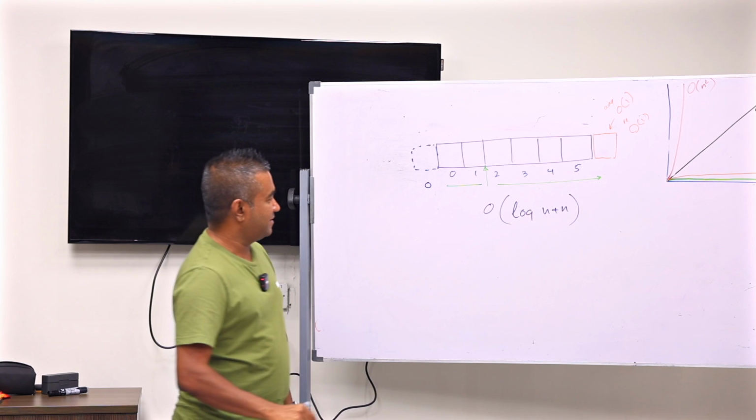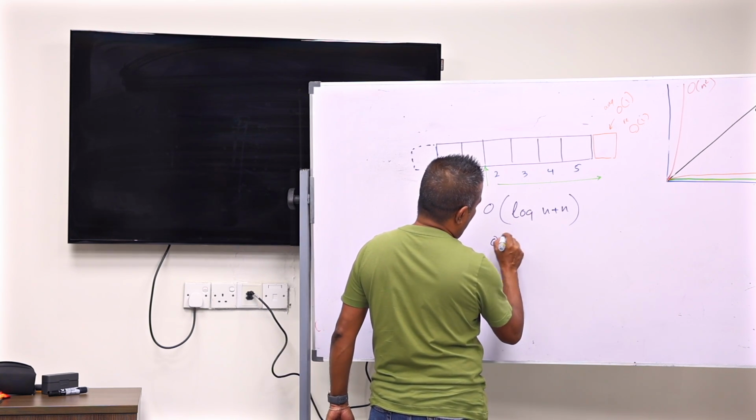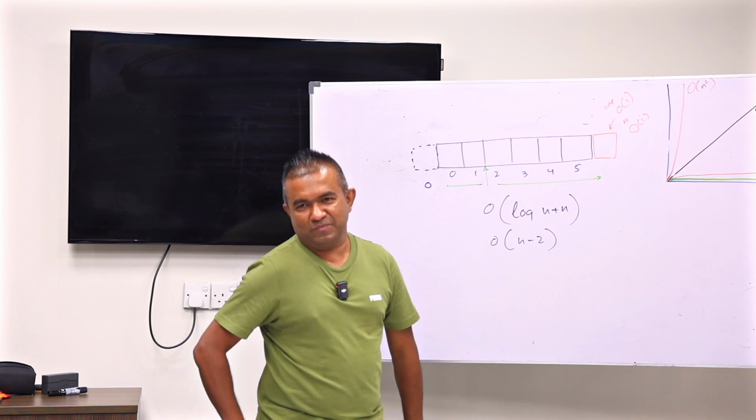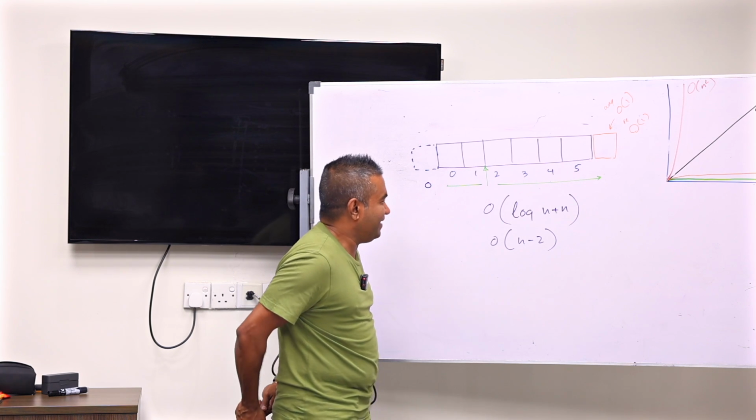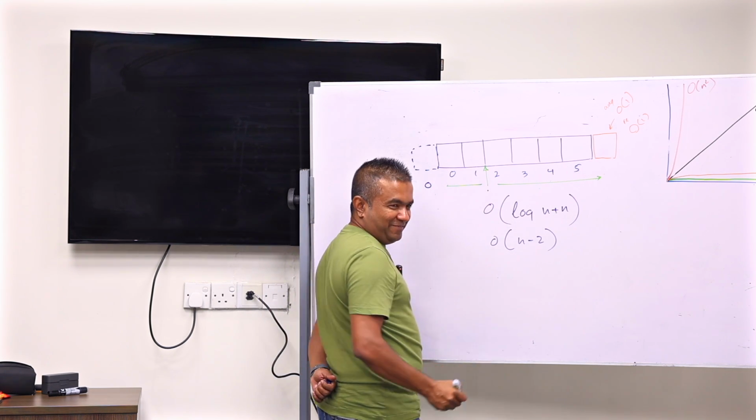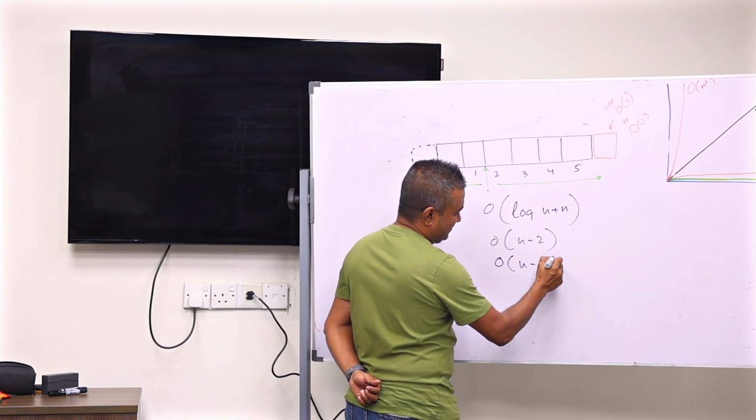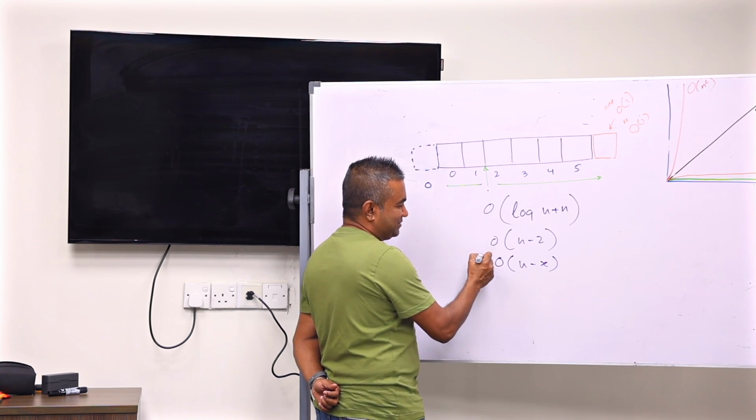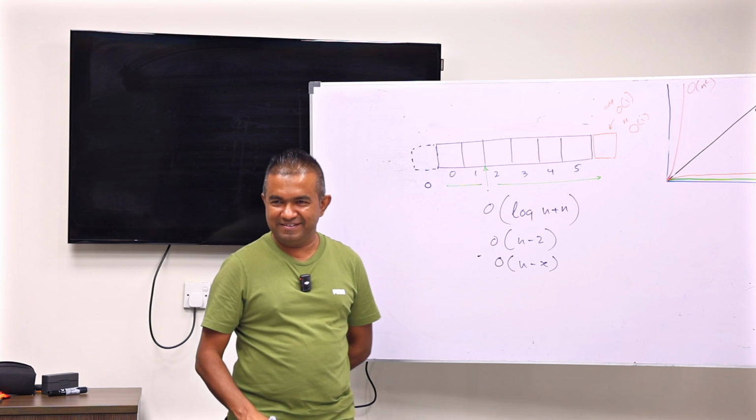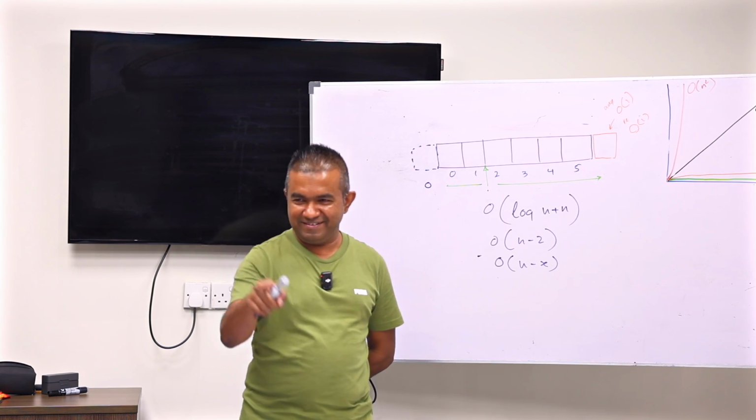O n minus 2. Okay. N minus x. Okay. That's a very good one. So thinking where you are inserting. Okay. Cool. That's the best I heard so far. n minus x. Okay.